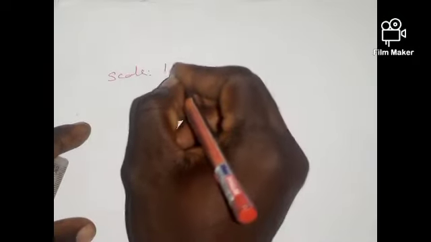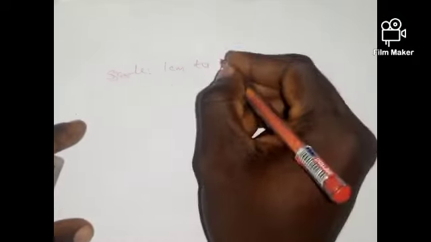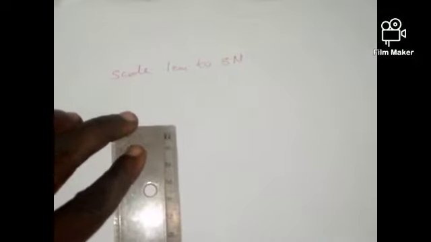I can choose a scale of, let's say, 1 cm to 5 Newton. So if I choose a scale of 1 cm to 5 Newton, I'm going to have 1, 2, 3, 4. 4 times 5 is 20. So let me write my scale: 1 cm to 5 Newton. So here I'm going to come to this place.